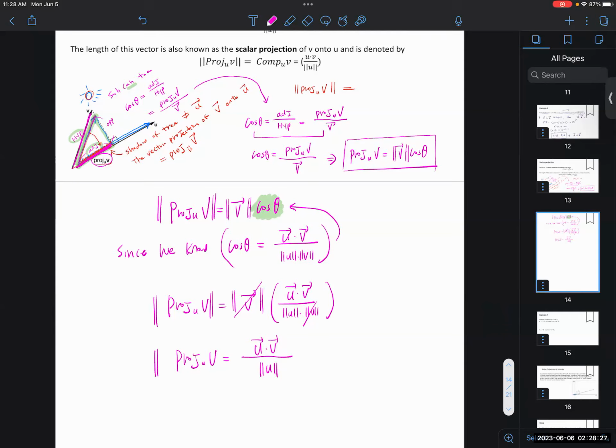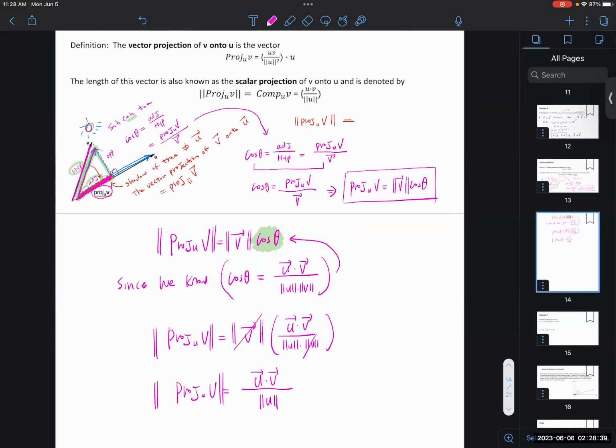So think about it. You don't need to memorize this proof. I'm going to show you the final formula later, but I'm just showing you where this formula came from. Okay. So we are looking for the length of this amount. This is the projection of U onto V, in other words, the vector projection of V onto U. So we want to know what is the length of this projection.